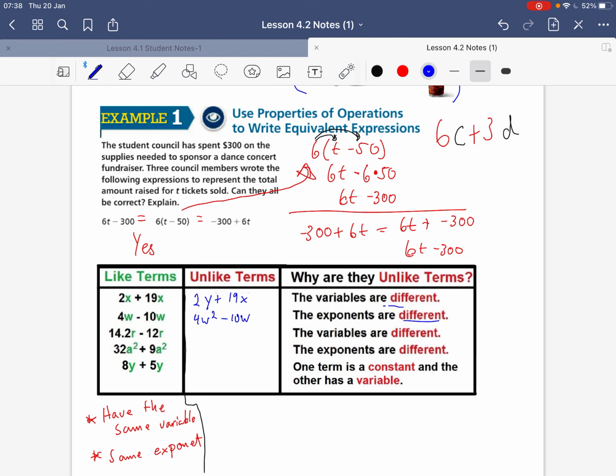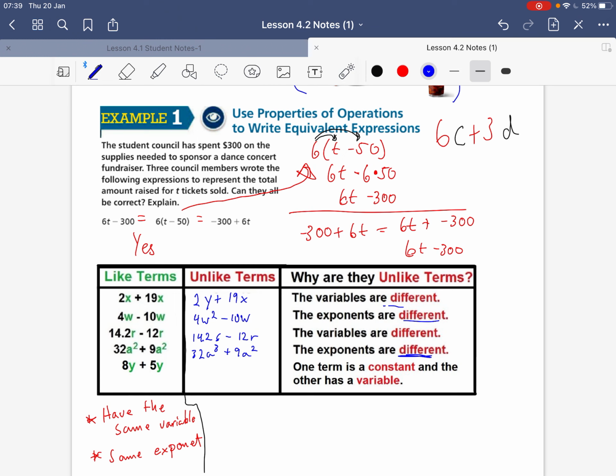The variables are different. We could have 14.2s minus 12r. Those are unlike terms. The exponents are different. We could have 32a cubed plus 9a squared. These are unlike terms. These are our terms here. Remember, a term is a number, a variable, or the product of the two.